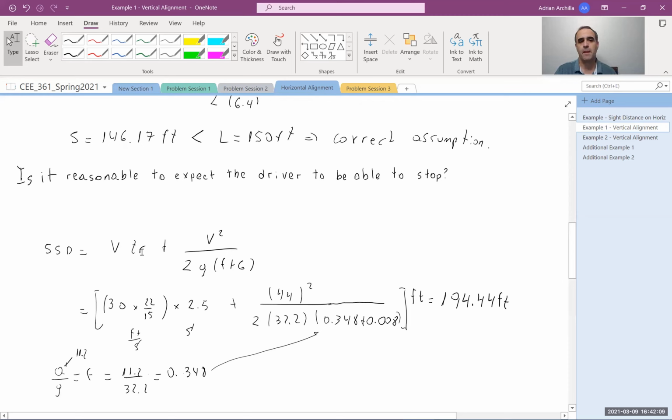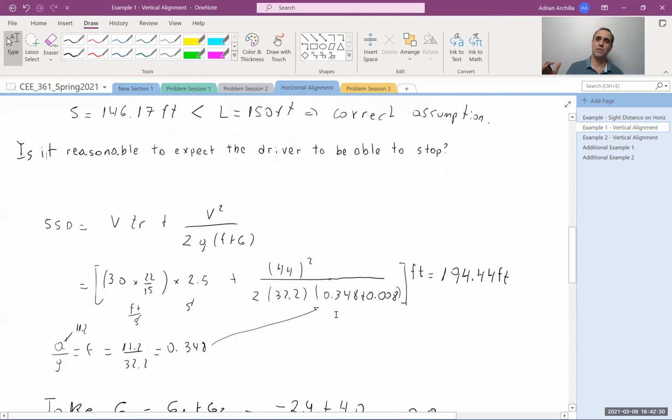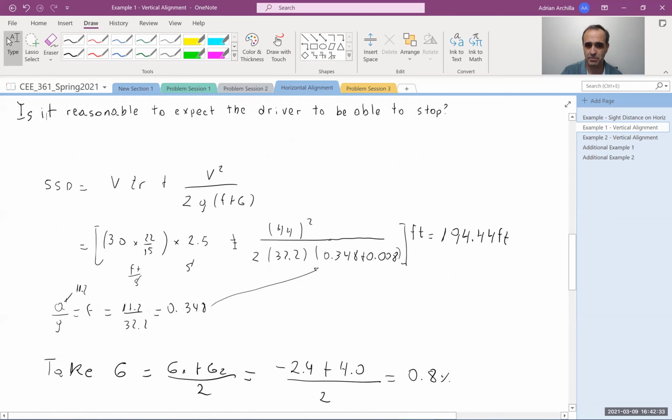Okay. So we have an equation for stopping sight distance, the same equation that we have been using throughout the class. We're going to make a simplification here. We have the initial speed times the perception reaction time plus v squared over 2g times the friction plus the grade. The problem for vertical curves comes into play in this value of g, because the grade in a vertical curve is not constant. It's changing constantly. So what grade do we use?